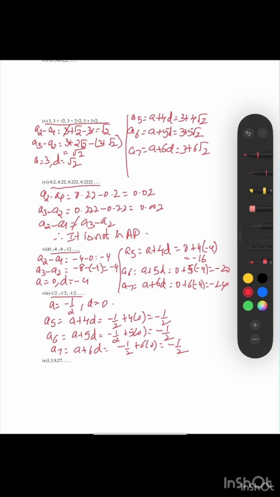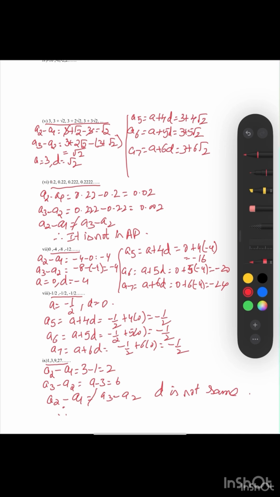So the next part we have 1, 3, 9, 27. Let us find out whether the d is the same or not. a2 minus a1 is 3 minus 1, which is 2. a3 minus a2 is 9 minus 3, which is 6. Over here, a2 minus a1 is not equal to a3 minus a2. So the difference is not the same, and this is not in AP. The series is not forming an AP as d is not the same.